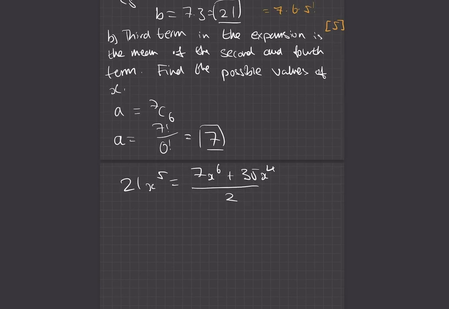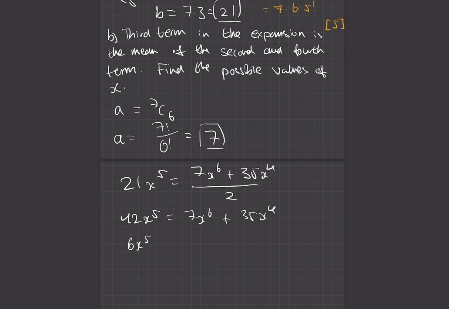What I would do here is I would multiply both sides by 2 just to get rid of the fractions. So 42x to the 5 equals 7x to the 6 plus 35x to the 4. And here we can divide everything by 7. They're all multiples of 7. So then we're going to get that 6x to the 5 equals x to the 6 plus 5x to the 4. Bring over this term and then we can start the next part.